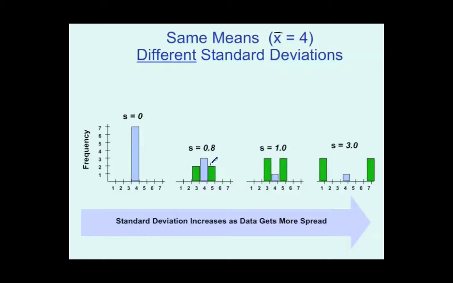Now if we take 3 of those data points and stack them up over 4, put 2 of them on 3 and 2 of them on 5, then we'll get a standard deviation of 0.8, okay? If we stack it up so that most of the data are on 3 and 5, then the average distance away from the mean is going to be about 1. Notice now that if I slide it out to 7 and 1 respectively, this average distance away from the mean is about 3. So the thing to notice is that the standard deviation will increase as there's more spread in the data, okay?